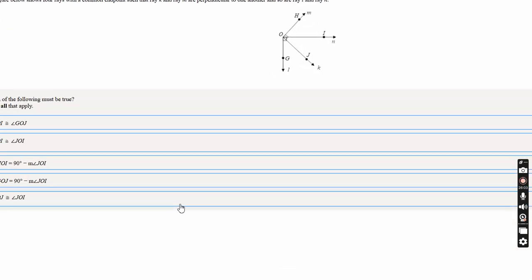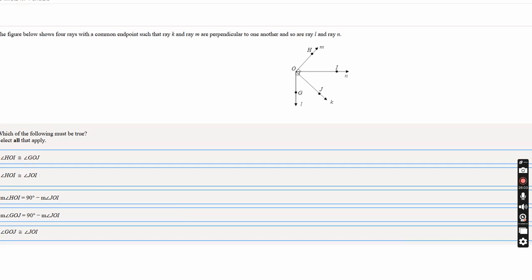So let's start. We have this question. I know a lot of students are struggling with it, so let's start. First of all, we have HOI and GOJ. They're saying they're congruent to each other. Now remember, if this is confusing, you can always draw it out for yourself in here.